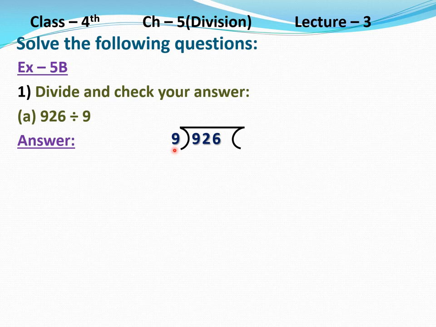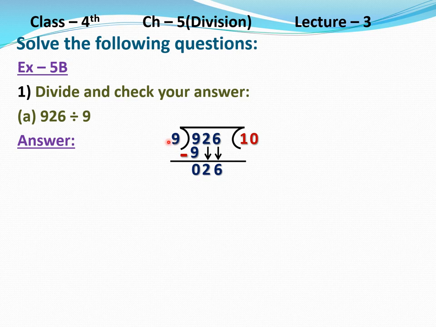Now see, 9 is a one-digit divisor, so we will take only one number in the dividend. Okay, that is 9. 9 multiply 1 equal to 9. Write 1 here and write 9 here. Now we will do subtraction. 9 minus 9, 0. Write 0 here. Now take the next number, that is 2. But 2 is less than 9, so we will take one more number, that is 6. Right, so the number is 26, but we will put one more 0 here in the quotient.